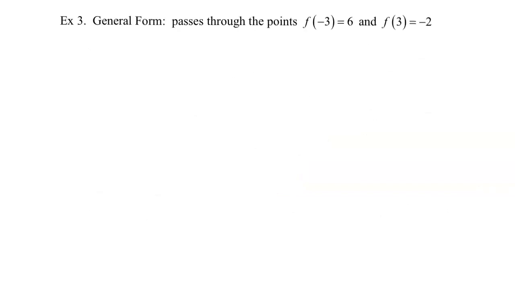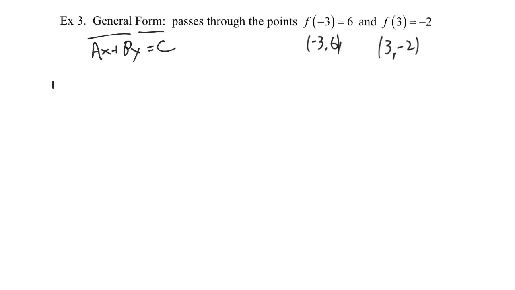Okay, here on example 3, we want to write this equation in general form. So let's talk a second about what general form means. That's the form ax plus by is equal to c, where a is positive and neither a nor b are fractions, which means if we have fractions, we're going to have to eliminate those by multiplying. And we want to find the equation of the line that passes through these points, -3, 6, and 3, -2.